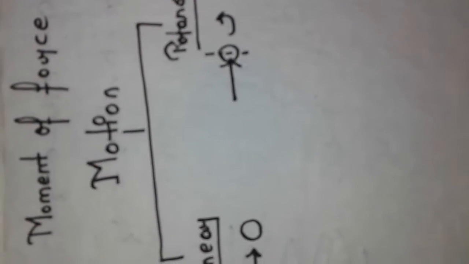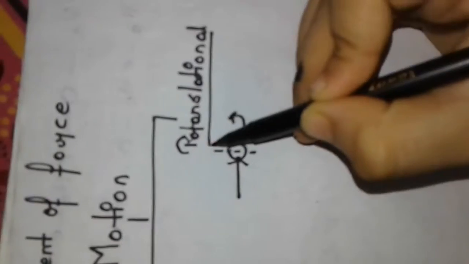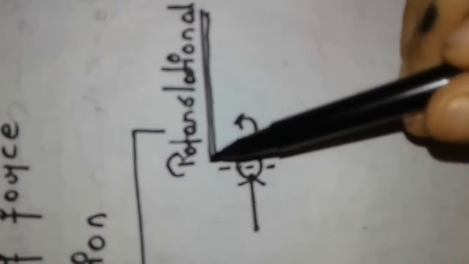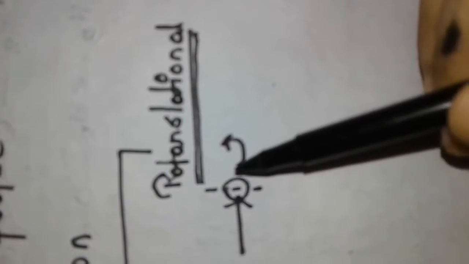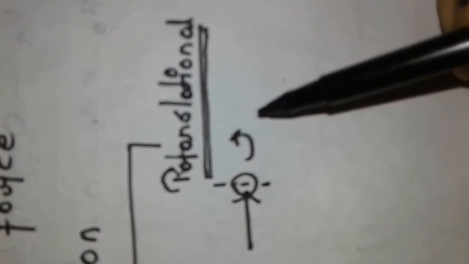Today I am going to teach you the second chapter of force, moment of force. First we are going to discuss motion. Motion is of two types, linear motion and rotational motion. When a body is not fixed to an axis, then a force applied on it makes it move in a particular direction and in a straight line. Such motion is called linear motion. But when a body is attached to a fixed axis and a force is applied on it, it moves in a circular motion. This is called rotational motion of the body.